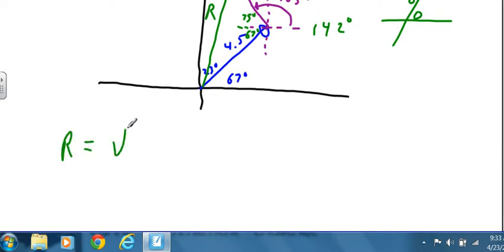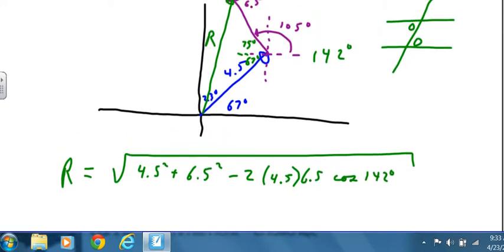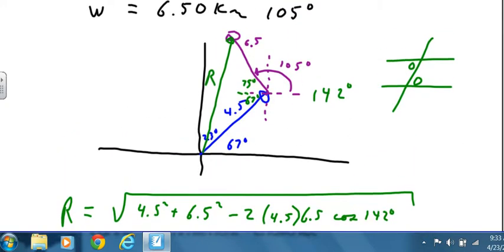So now I can find the magnitude of my resultant using the law of cosines. R is going to be the square root of 4.5 squared plus 6.5 squared minus 2 times 4.5 times 6.5 times the cosine of 142. Isn't that lovely? That is just so lovely. I can find that number.